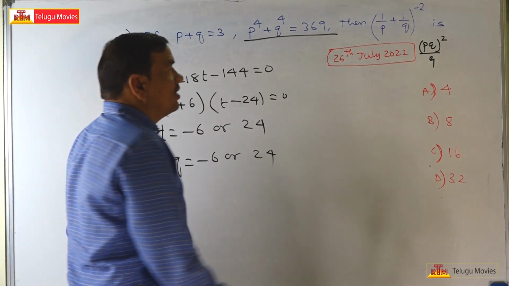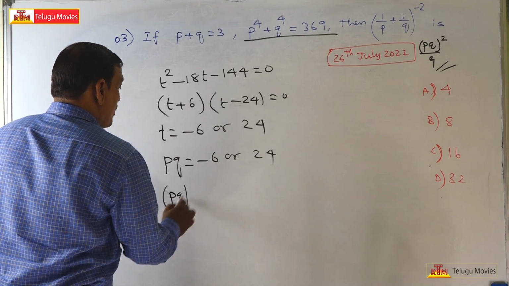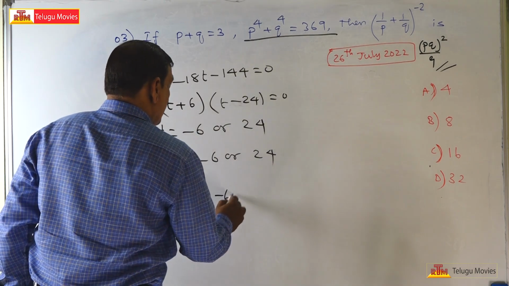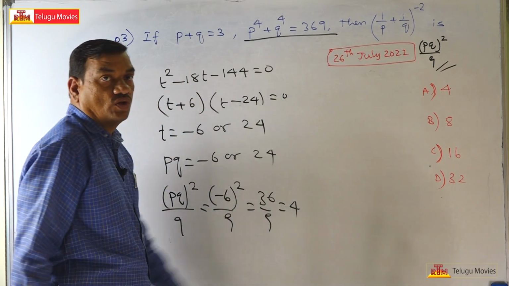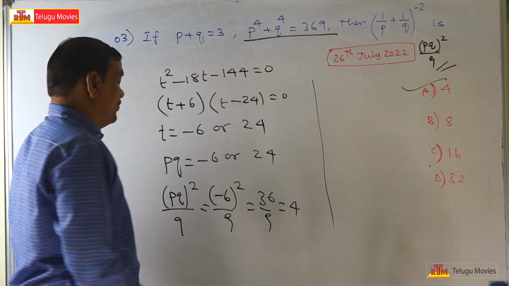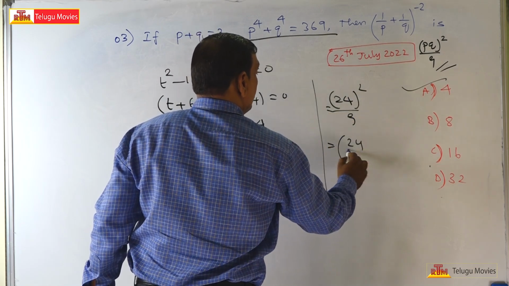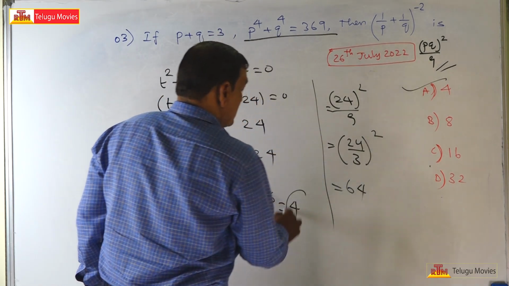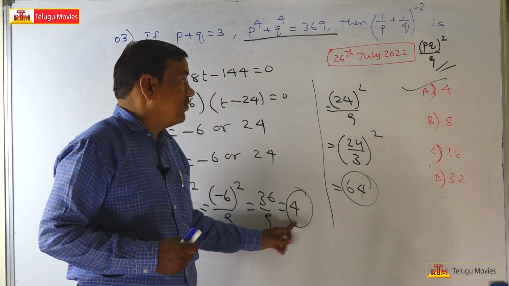Now coming to our answer, it is PQ square by 9. Let us take PQ is equal to minus 6. That is minus 6 whole square by 9. That is 36 by 9. This is equal to 4. One of the answers we got. Let us take PQ is equal to 24. That means 24 square by 9. So this is equal to (24 by 3) whole square, 3 8s are 24, 8 square, 8 8s are 64. So your answer is either 4 or 64, but 64 is not there. So your answer is 4. We got the answer.